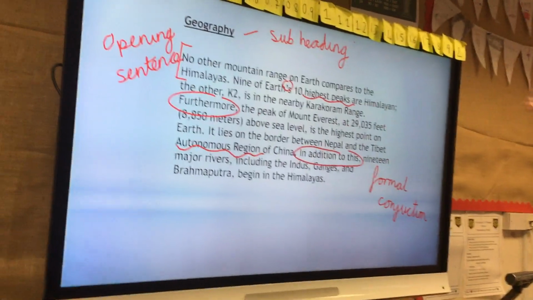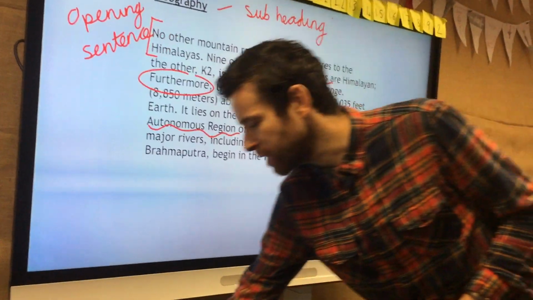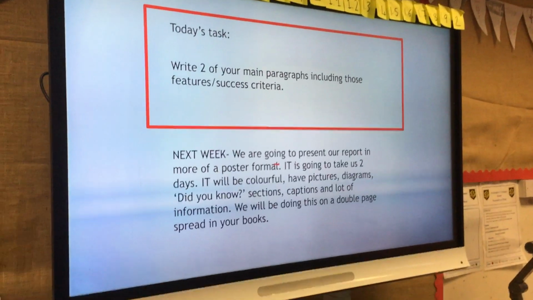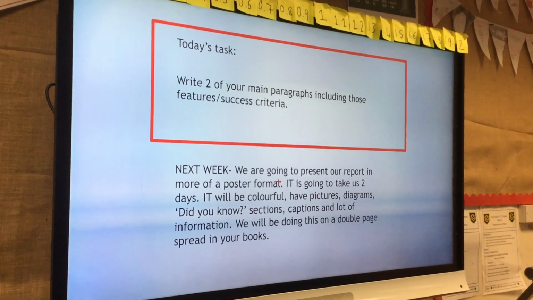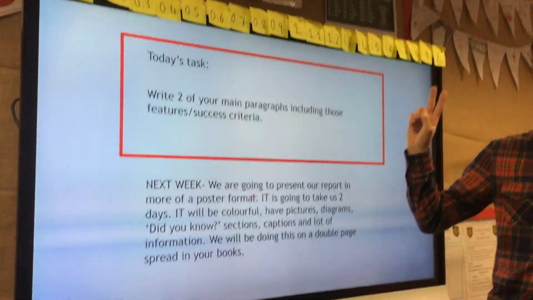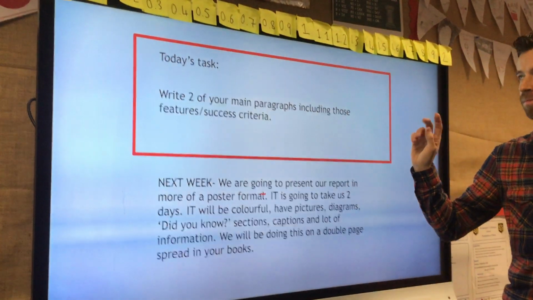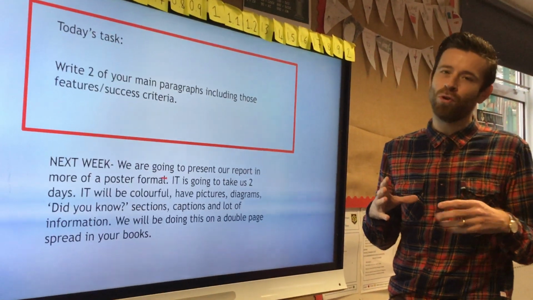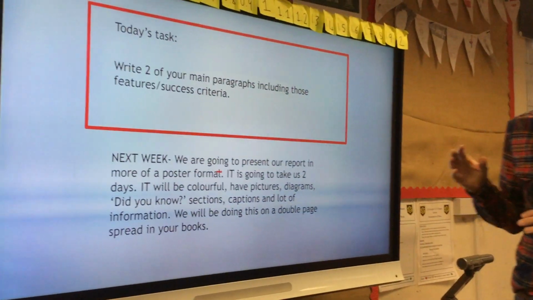So that's one section. What I want from you is 2 sections today. So your task is to write 2 of your main paragraphs, including those features and success criteria. So to include all those features in your 2 main paragraphs, okay? Today is kind of the legwork. It's almost like the boring bit. Don't think of it as the boring bit, but it kind of is.